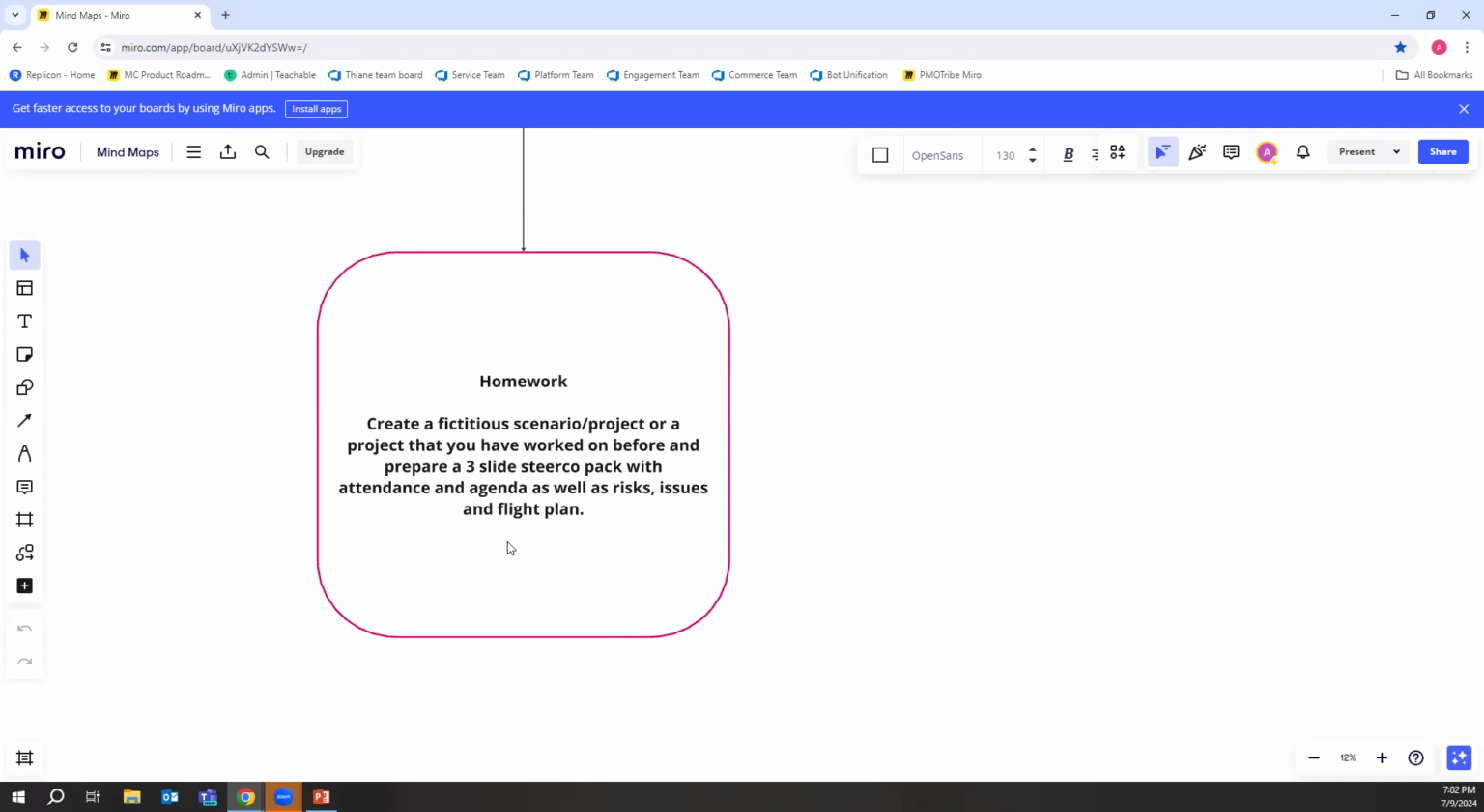So I'll resolve that. But create 3 slides maximum on how you would do a steerco pack. Put data of information in, have an attendance, who would participate in the steerco, what are the risks that you face on this fictitious project, or one that you're working on by any chance, or one that you have worked on, or one that's coming up as an example. Put your ideas down on what that steerco should be, and then we'll engage on the community.